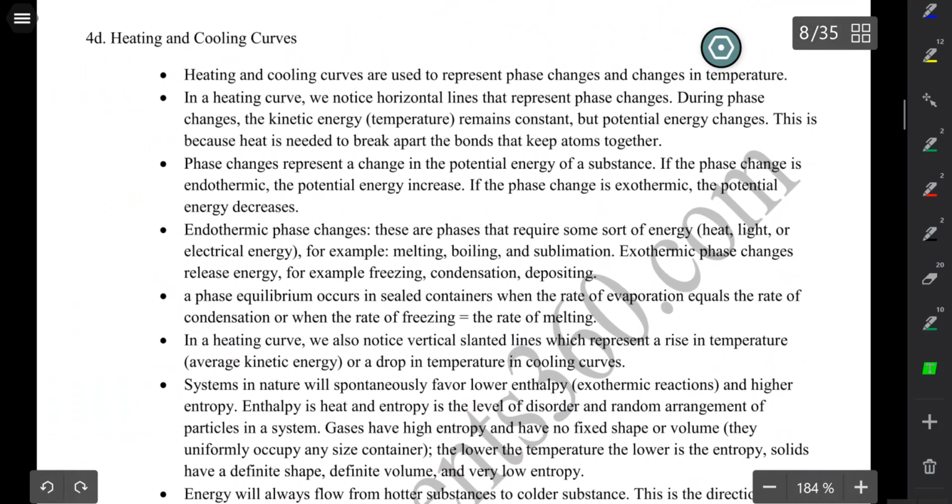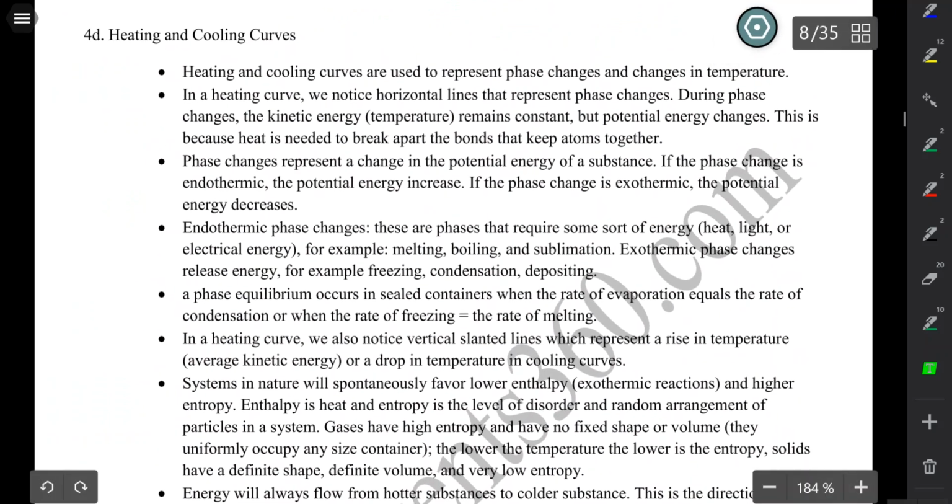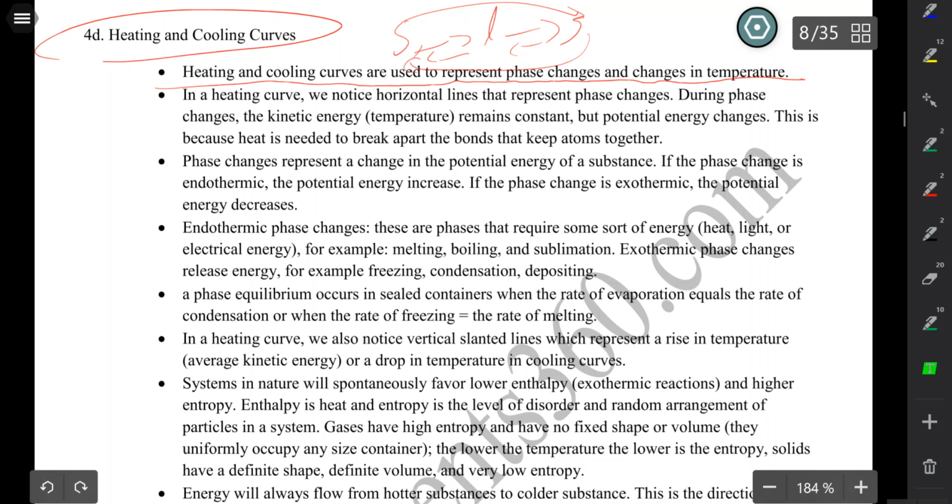Heating curves and cooling curves. Let's read together. Phase changes, we discussed that earlier. Solids to liquids to gas, or backwards, gas to liquid to solid, these are all phase changes. We also have solid to gas, sublimation, and gas back to solid, deposition. Heat is needed to break apart the bonds and, I guess, separate the atoms.